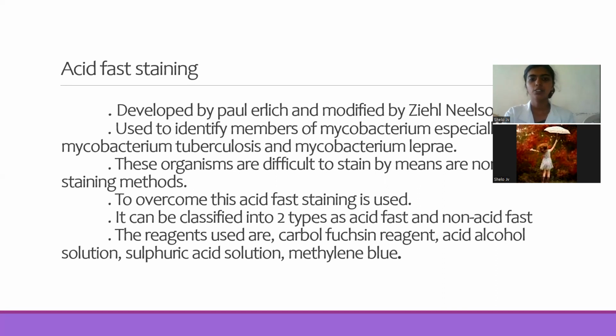Bacteria can be classified into two types as acid fast and non-acid fast. Acid fast bacteria retain their stain and non-acid fast bacteria do not retain their stain. The reagents used are carbol fuchsin reagent, acid alcohol solution, sulfuric acid solution, and methylene blue.